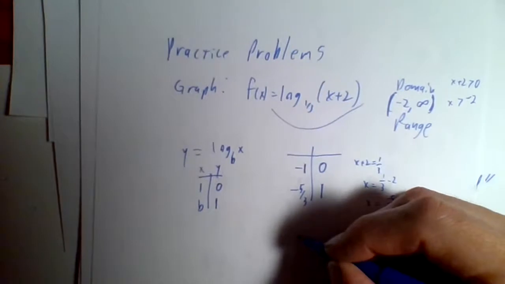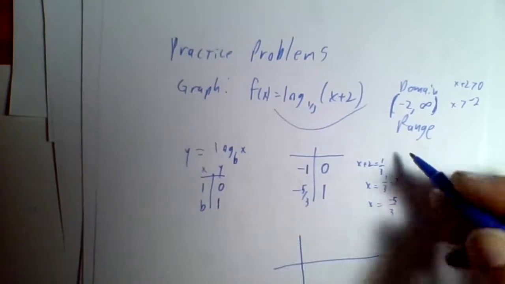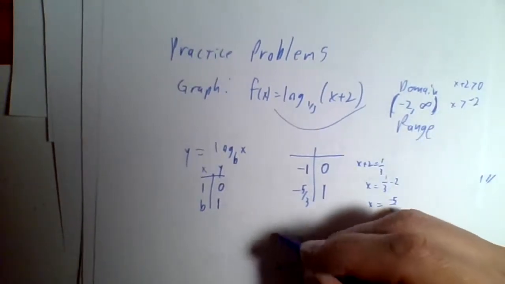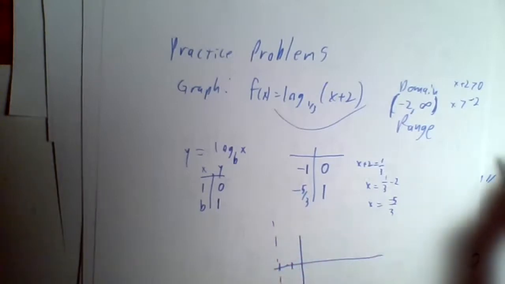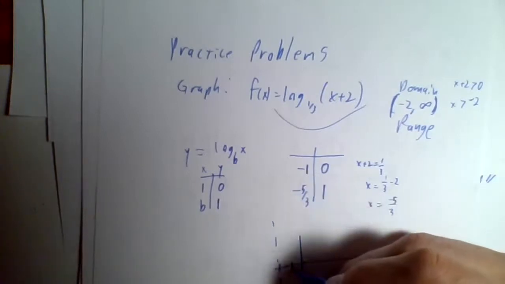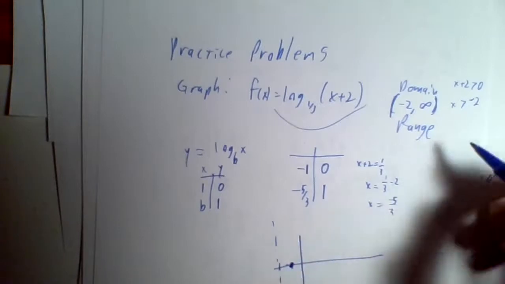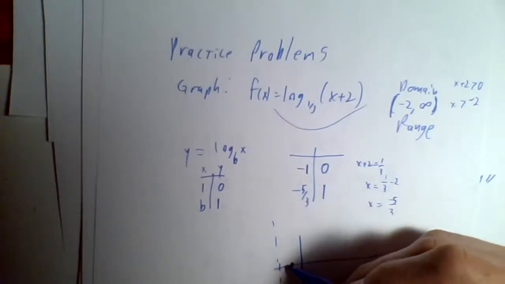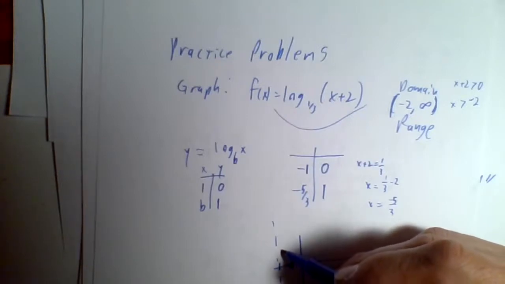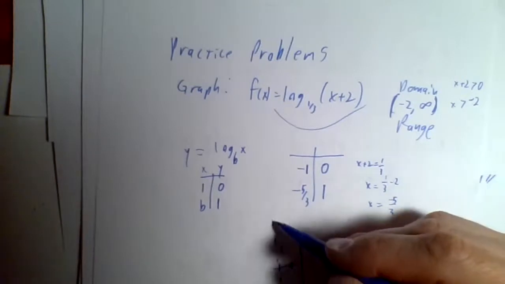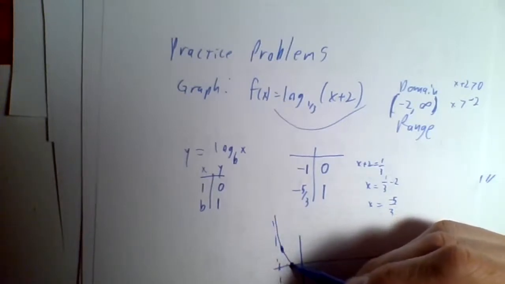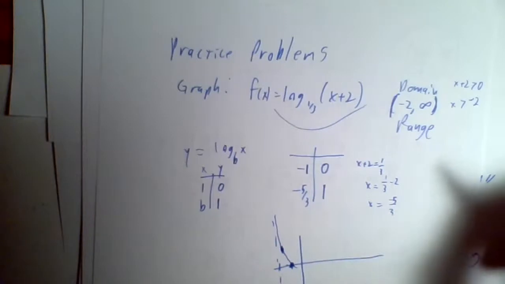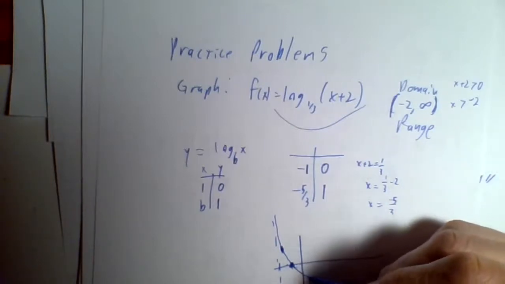Let's see what we get from those. We know from the domain, this thing stops at negative 2. When x is negative 1, we get 0. And when x is negative 5/3, we get 1. That's actually down here. Negative 5/3 is almost to negative 2. It's going up to 1. So it looks like this one goes up. And then it's going to come through here and line out this direction.